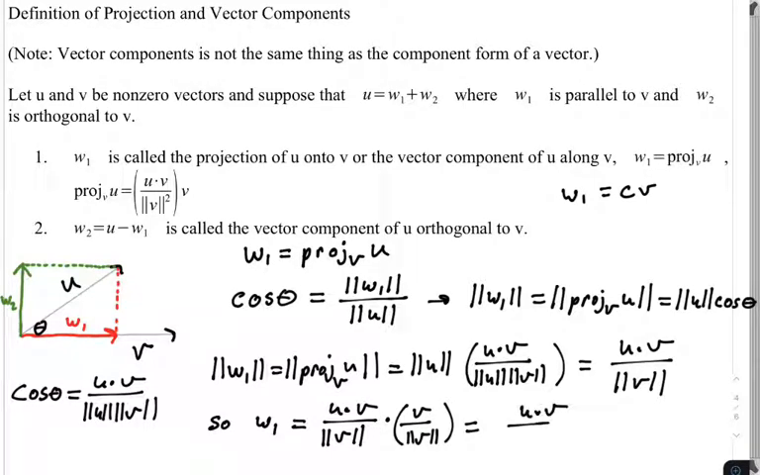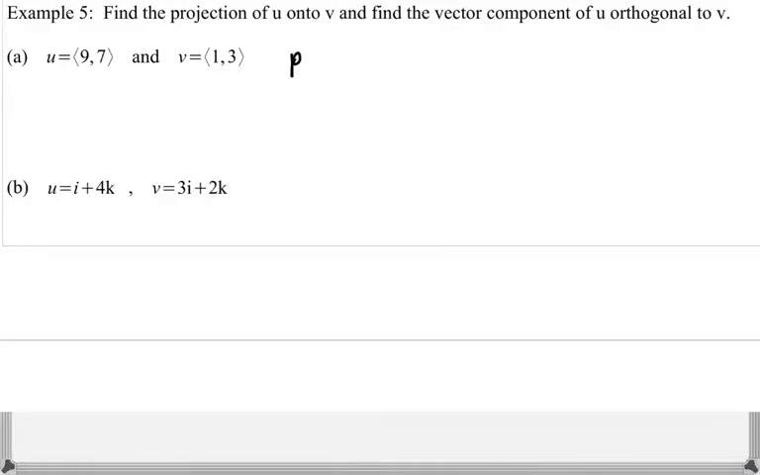And so that gives us u dot v over the magnitude of v squared in the direction of v. So let's go ahead and apply this. Example number 5: find the projection of u onto v and find the vector component of u orthogonal to v. And that vector component of u orthogonal to v is going to be w2. So vector u is 9, 7, and vector v is 1, 3.